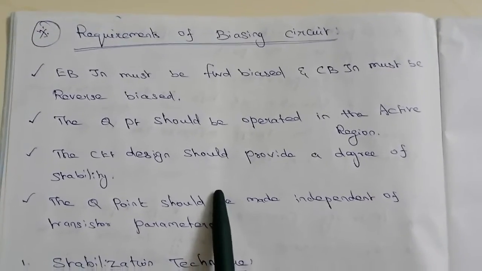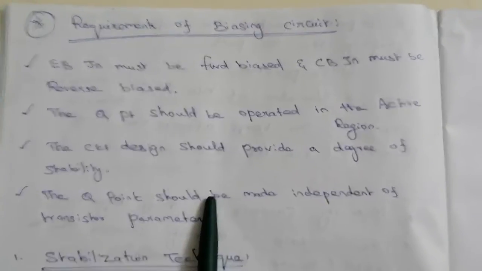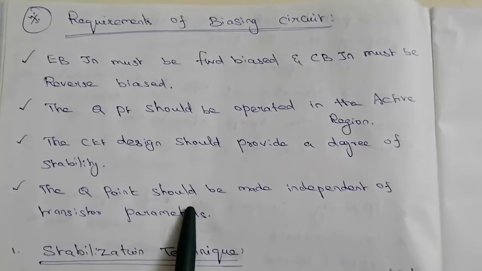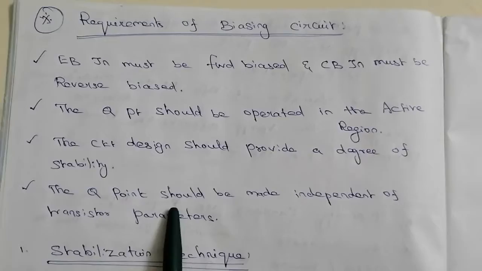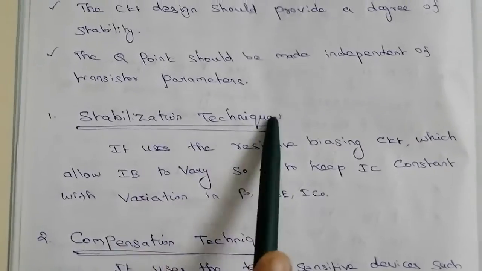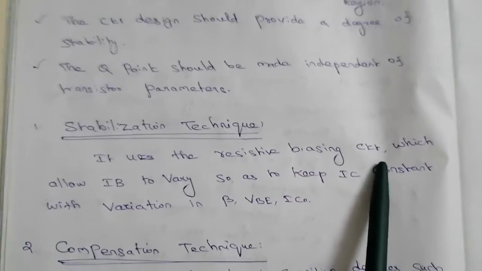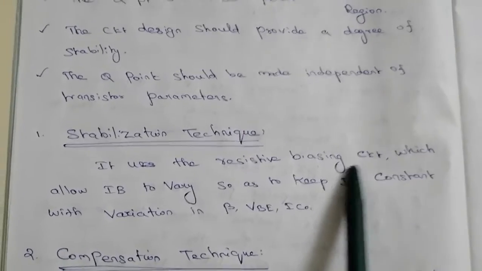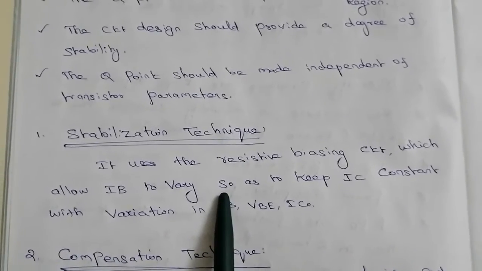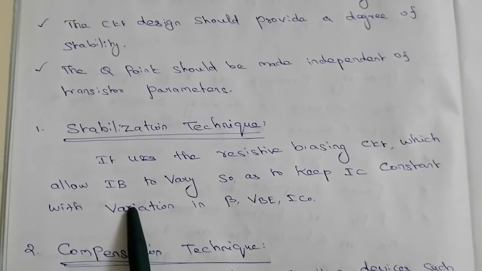Is it clear? Okay. So due to the transistor parameters, there is a chance to shift the Q point. How will we overcome this? That is, how can we maintain a constant operating point? For that, we have introduced two techniques. First one is the stabilization technique. The stabilization technique is nothing but using a resistive biasing circuit. That is, in our biasing circuit, we use a resistive component, that is a resistor, which allows the base current to vary. That is because base current is related to the collector current.